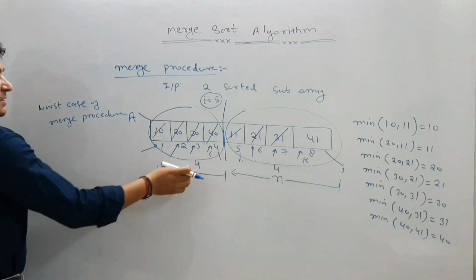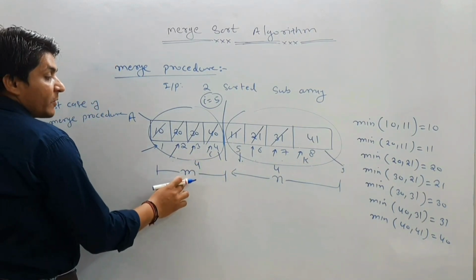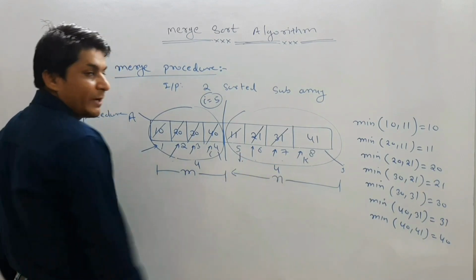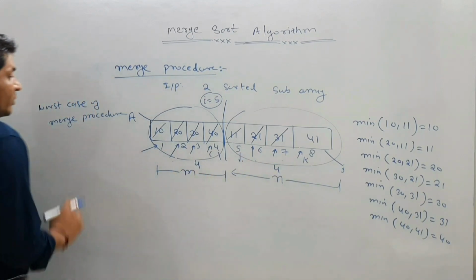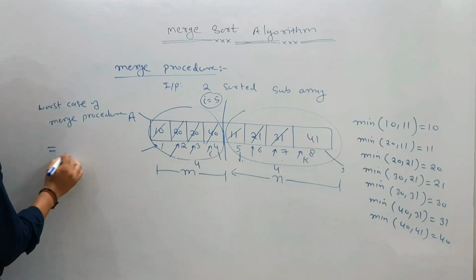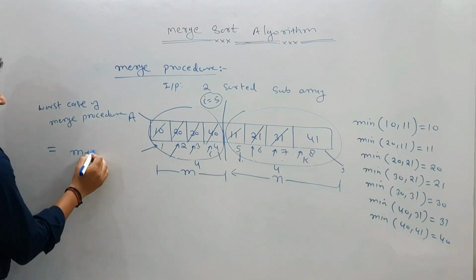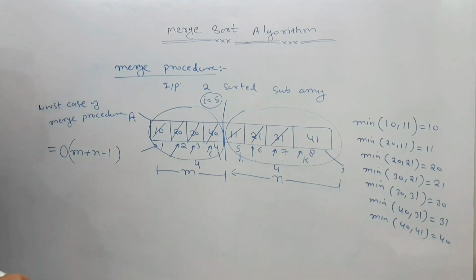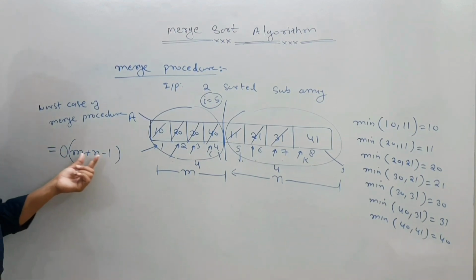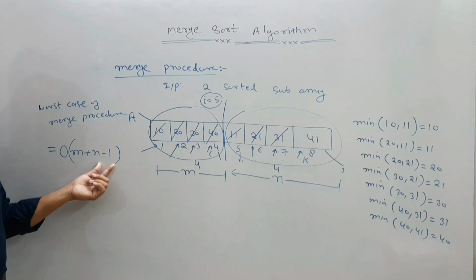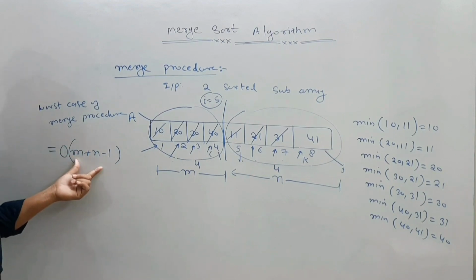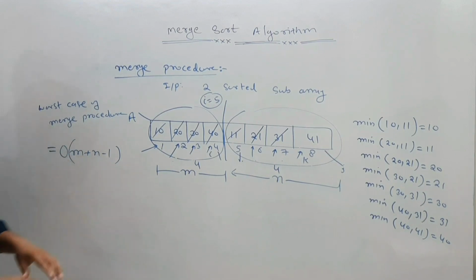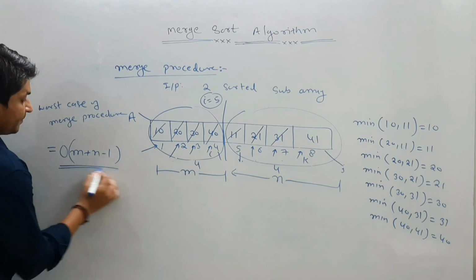So if this array contains m elements and this array contains n elements, then how many comparisons will we do in worst case? It is going to be m plus n minus 1. See, this is very, very important. You need to remember this. In worst case, the merge procedure will take m plus n minus 1 comparisons. This is very, very important.